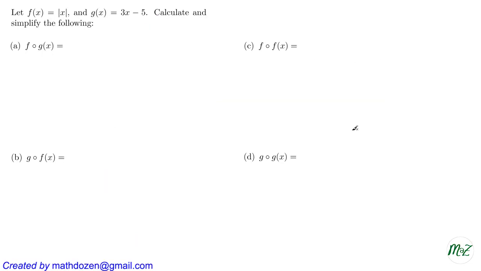We're going to use the following two functions, f of x being absolute value of x and g of x being 3x minus 5, to calculate the following four compositions. So we'll start with the first one, the f circle g of x composition. So this is the same as f of g of x.